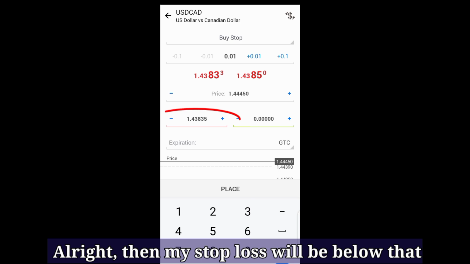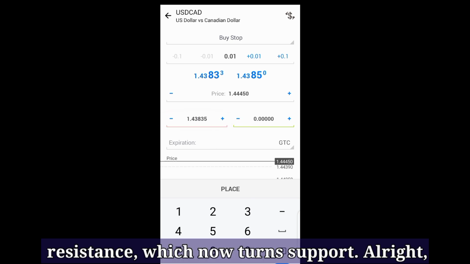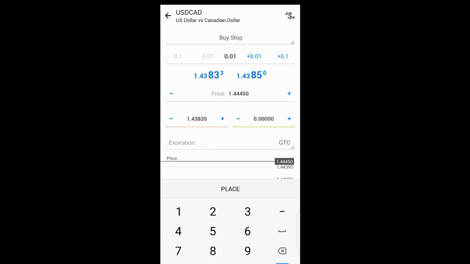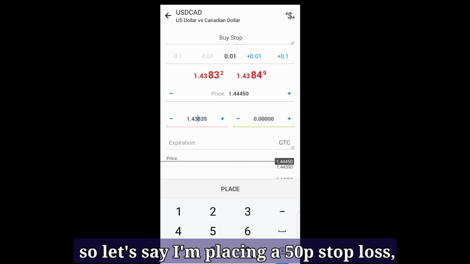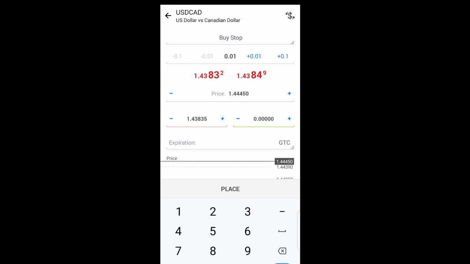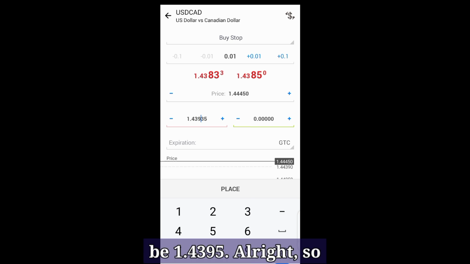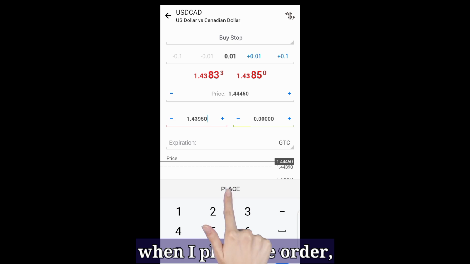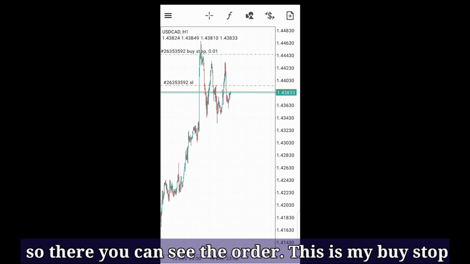All right. Then my stop loss will be below that resistance, which now turns support. So let's say I'm placing a 50 pip stop loss, for instance. That would be 1.4395. All right. So when I place the order, there you can see the order. This is my buy stop order.